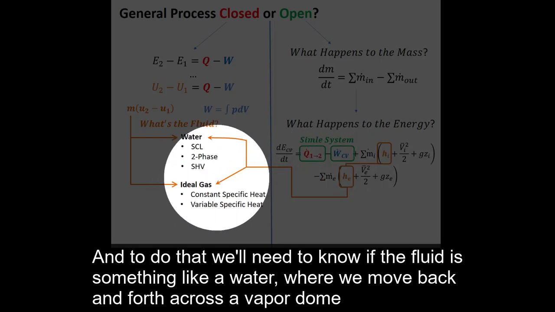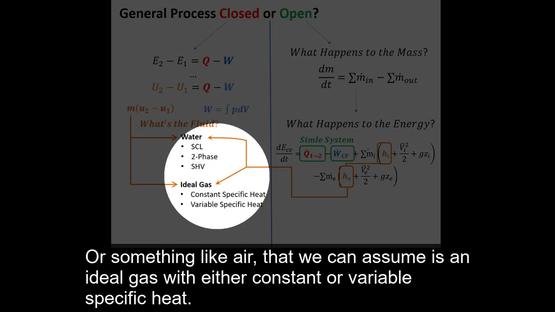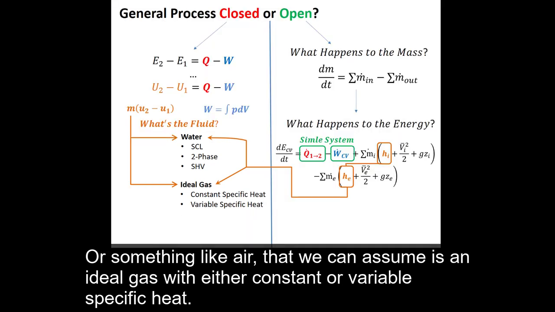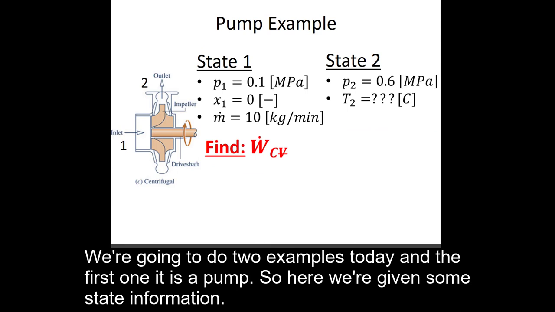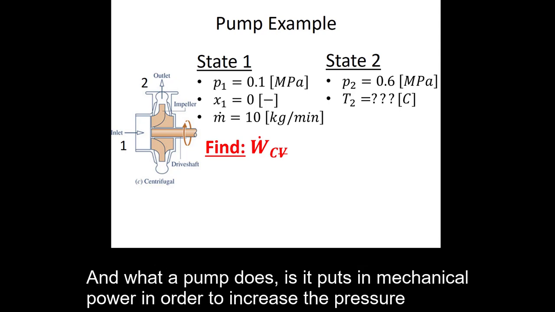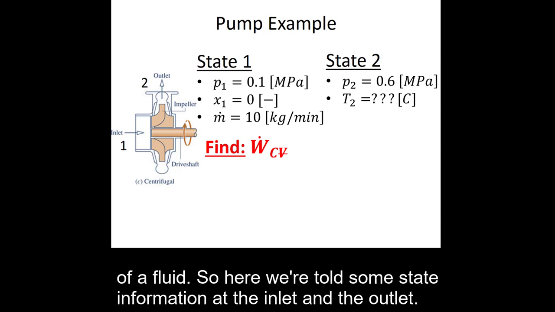And to do that, we'll need to know if the fluid is something like water, where we move back and forth across a vapor dome, or something like air that we can assume is an ideal gas with either constant or variable specific heat. We're going to do two examples today, and the first one is a pump. So here we're given some state information, and what a pump does is it puts in mechanical power in order to increase the pressure of a fluid.